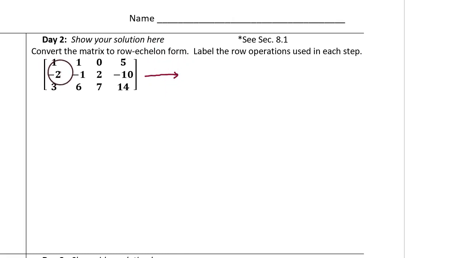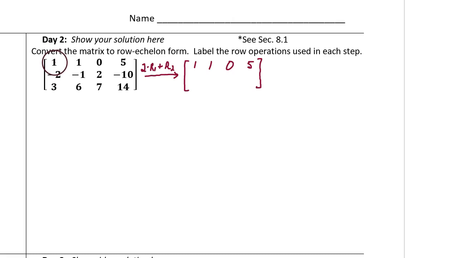In order to eliminate this -2 so that it becomes a 0, we can take 2 times row 1 and add it to row 2 to create a new row 2. So let's write down what we have. The first row remains the same, but row 2 is going to change.